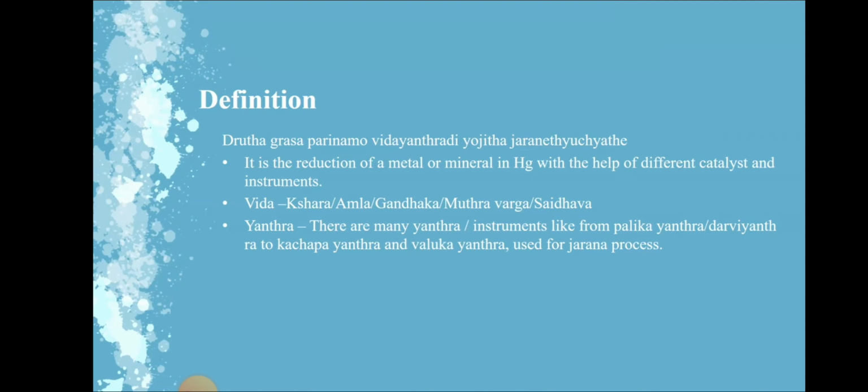Vida means Kshara Amlaishcha Gandhamlehi Mutraishcha Padubistada Resagrasasya Jirnartham Tad Vida Parigirtham. So Vida is the catalyst which is added to Parada to enhance the process of reduction or jarana of specific minerals and metals. Shara, Amla, Gandhaga, Mutravarga, Saindava. These are considered as the Vidadrika. When it comes to Yendra, there are many Yendras used for the purpose of Jarana, like Paliga Yendra, Darvi Yendra, Kachapa Yendra, Valuka Yendra. These all are used for the Jarana process.